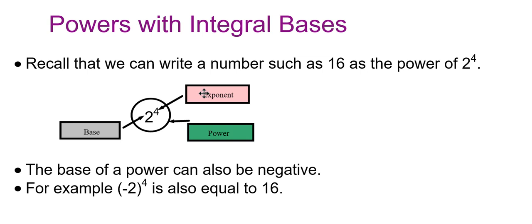So what happens when the base of a power is negative? For example, negative 2 to the 4. What would we do in that case? So in that case, our base would be negative 2, and we would repeat that repeated multiplication 4 times.